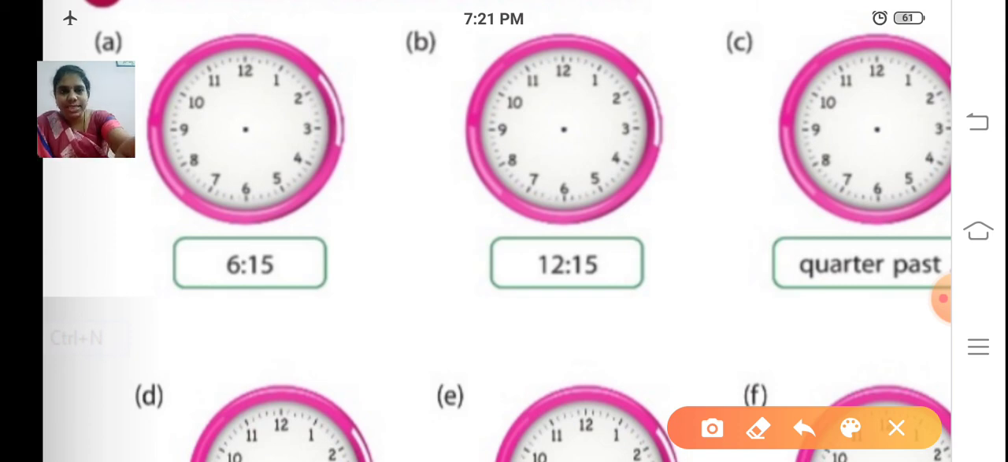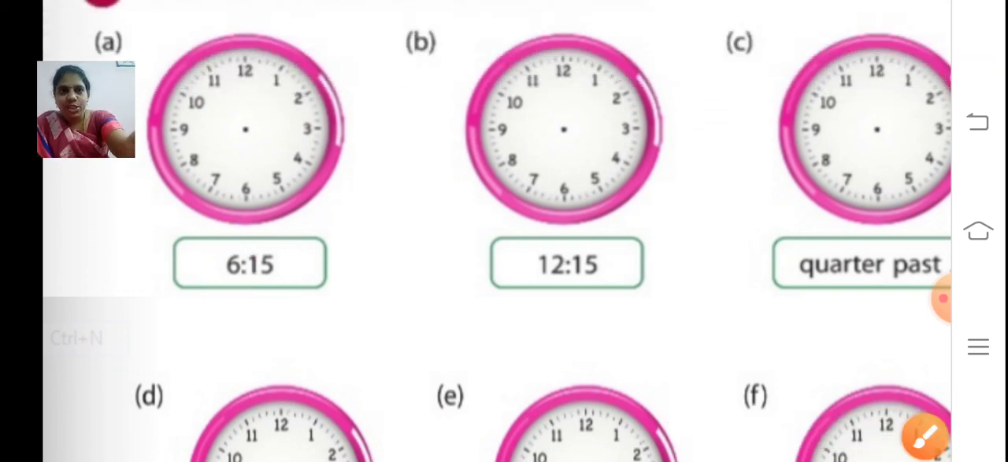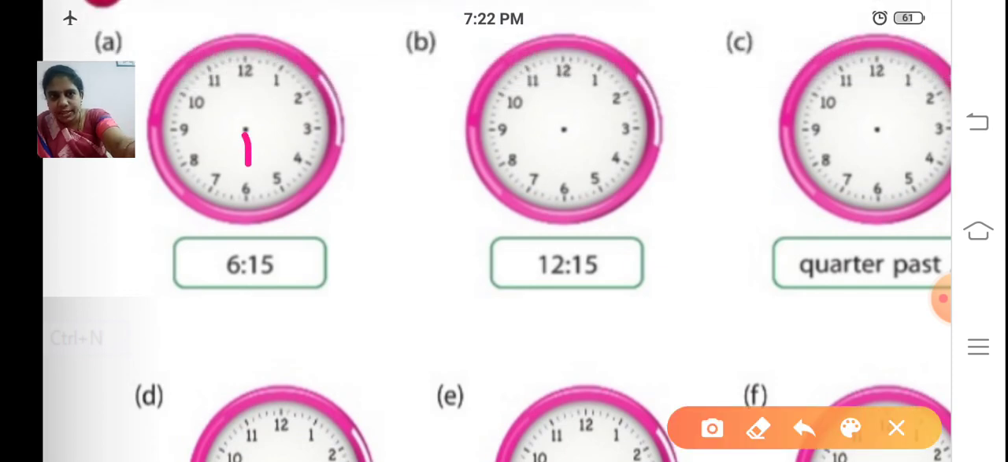6:15. Time is 6:15. What is the meaning? What is 6? It is hours. And what is 15? Minutes, right? Now for 6, our hand should be at 6. So the smaller one will be at 6. Shall we draw the smaller hand? So the smaller hand should be at 6. So directly to 6 you just draw one hand, the smaller hand.